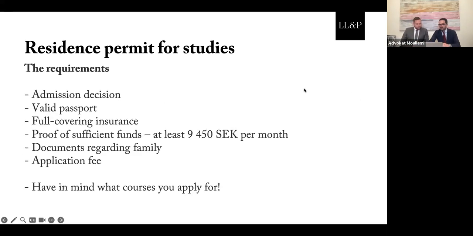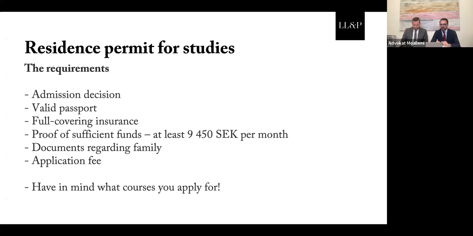Yes, but a few words about the requirements. To be able to obtain this permit, as I said, you apply from your home country and receive the decision before you come into Sweden. You need to have an admission decision from a university, at least one university that agrees that you can come here and study.